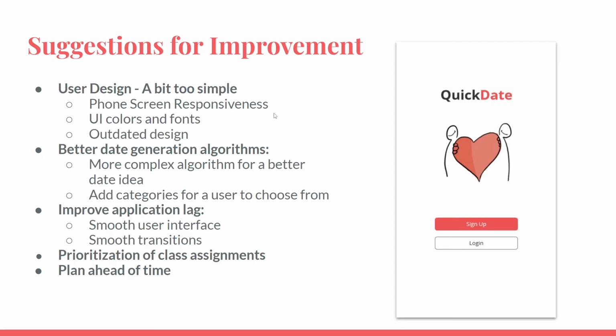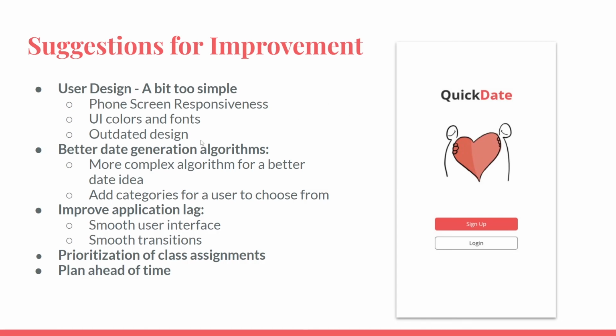Lastly, I have some suggestions for improvement. One thing I didn't really like with my application is the user design. I thought it was a little bit simple, and I felt like it needed some colors, or it just looked like an app from the early 2010s. So another thing is phone screen responsiveness. I didn't really know how to adjust the padding or width of my user design because I'm new to this, but those are a few things when it comes to UI.